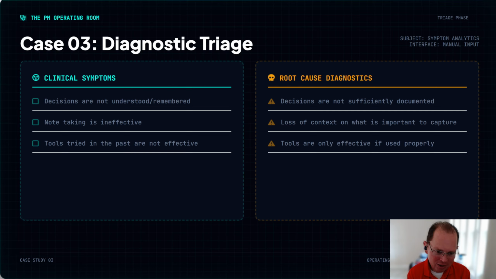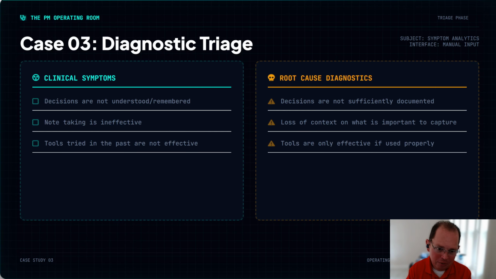The last one was the tools tried in the past are not effective. And the root cause here is the tools are only effective if you use them properly. And we saw perfect evidence of that, right? Which is we have this Slack channel for decisions, but nobody updates it. Well, there you go. So, garbage in, garbage out. Nobody's putting it in, not getting anything out of it.